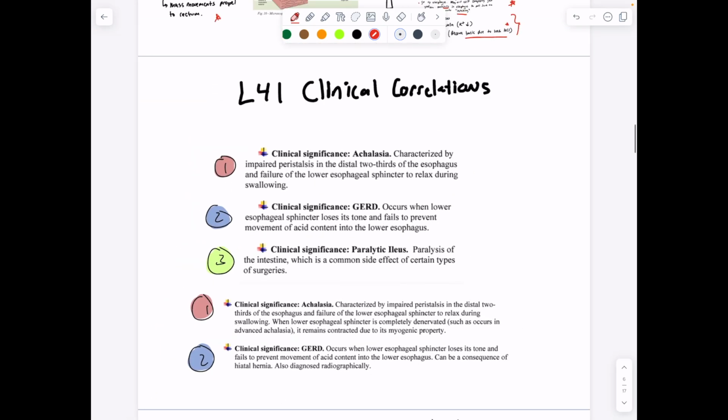All right, the clinical correlations, you can read these yourself. I don't want to go over them. We're going to take a short break right now before moving on to the next lecture.